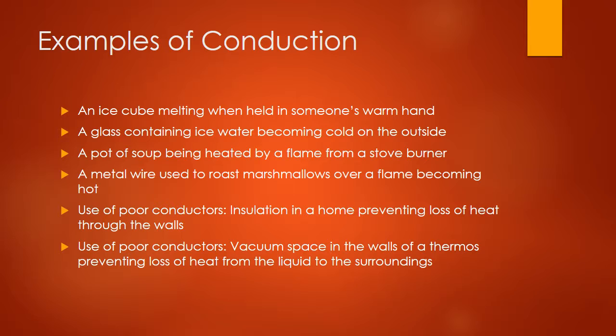Objects that are poor conductors also serve practical uses. Insulation in a home is a purposefully poor conductor, and that prevents loss of heat through the walls of the home. And when we're talking about thermoses, they have vacuum space in the walls of the thermos, and that prevents loss of heat from the liquid to the surroundings, or vice versa.